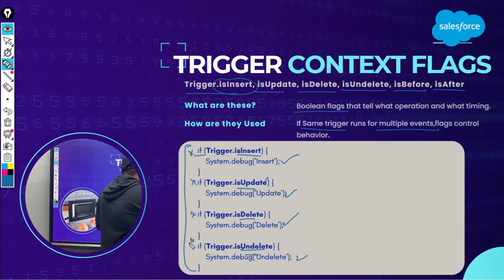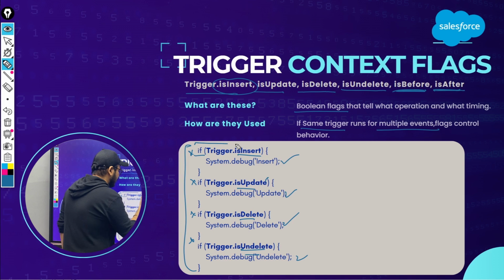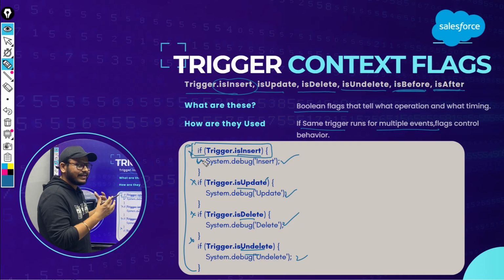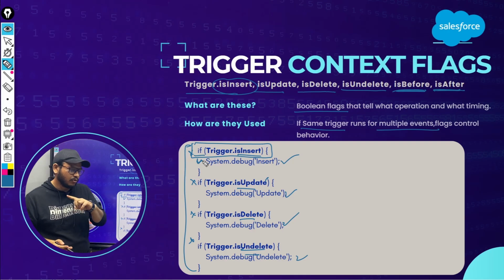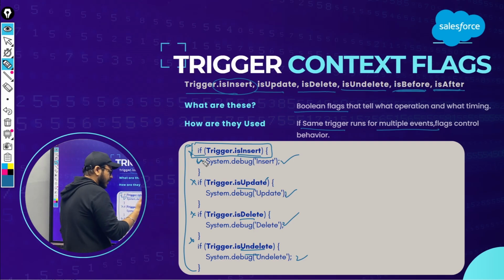All right. Now other than these, there are Trigger.isBefore and Trigger.isAfter also. If you want to be more specific: here I have just said if Trigger.isInsert, which will execute this piece of logic for all insert operations, right? However, if I want more control and want to execute a logic only in case of a before insert, then how can I do that?